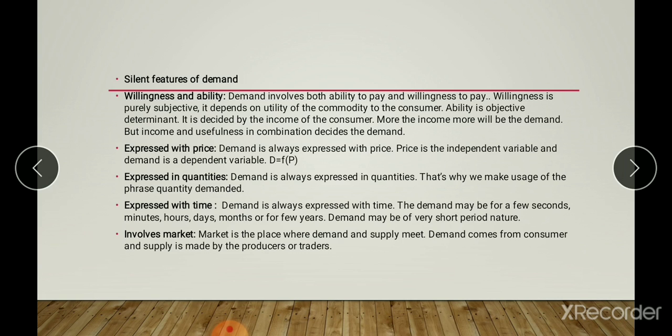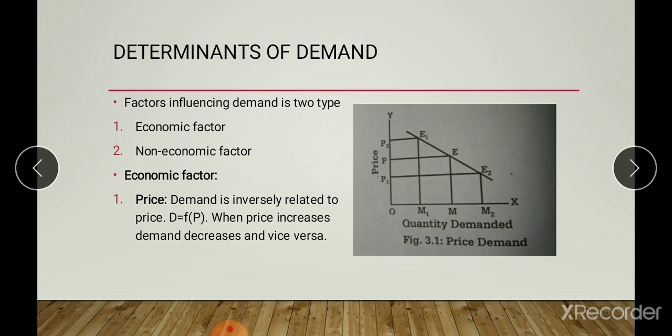Demand is also expressed with time. Demand is always expressed with time. The demand may be for a few seconds or minutes, hours, days, a few months or a few years. A demand may be very short period in nature. It may be short run or long run in nature. And demand involves a market. Market is a place where demand and supply meet, and also where producer and buyer meet. Demand comes from the consumer and the supply is made by the producer or traders. So quantity demanded is by the consumer and supply is made by the producer and the traders.